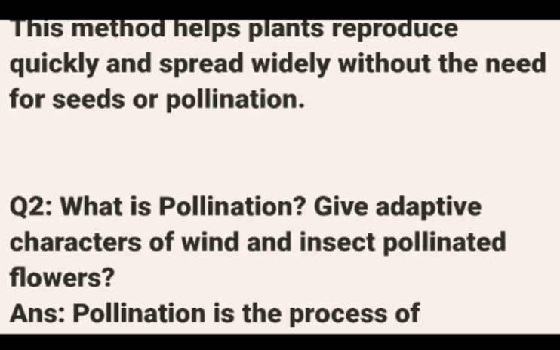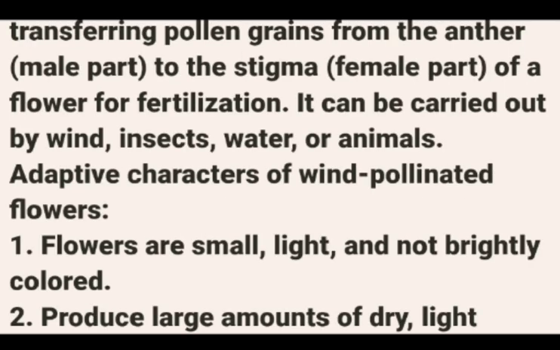Question number 2. What is pollination? Give adaptive characters of wind-pollinated and insect-pollinated flowers. Answer: pollination is the process of transferring pollen grains from the anther, the male part, to the stigma, the female part, of a flower for fertilization. It can be carried out by wind, insects, water, or animals.